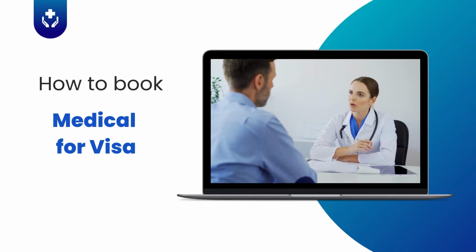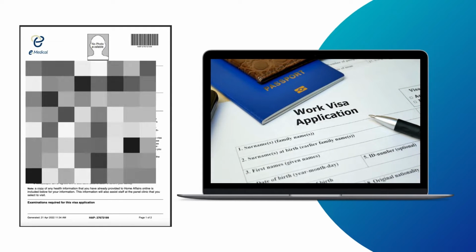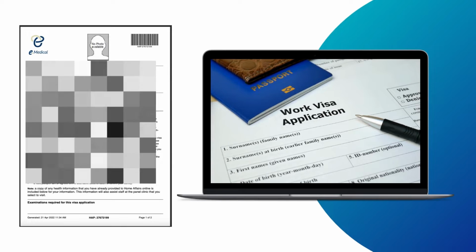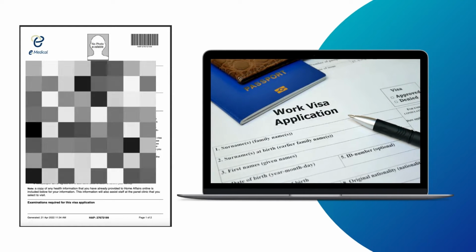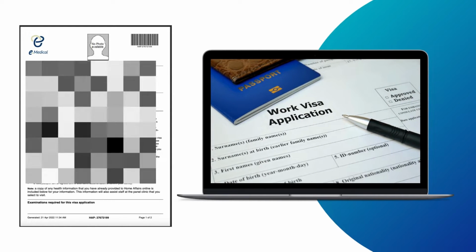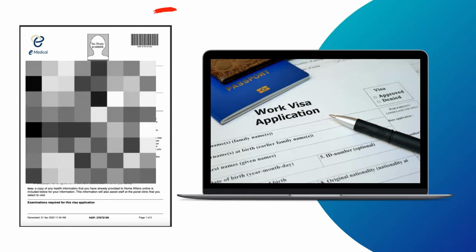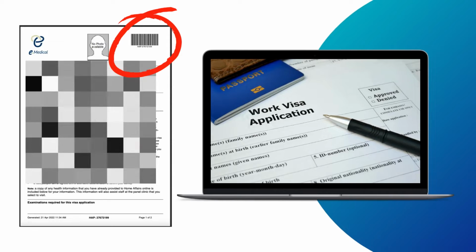Before you start booking for your medical examinations, you will need a HAP ID, which is an 8-digit number that is provided to you after you submit your visa application. Once you submit your visa application, you will receive an email with the referral letter for your medical examination, and that referral letter will contain the HAP ID.